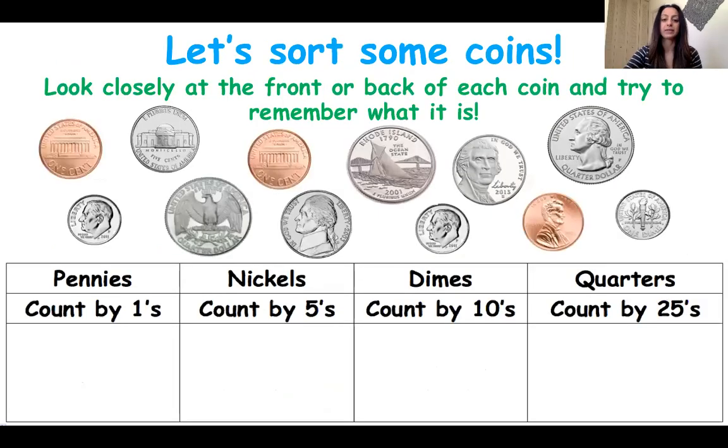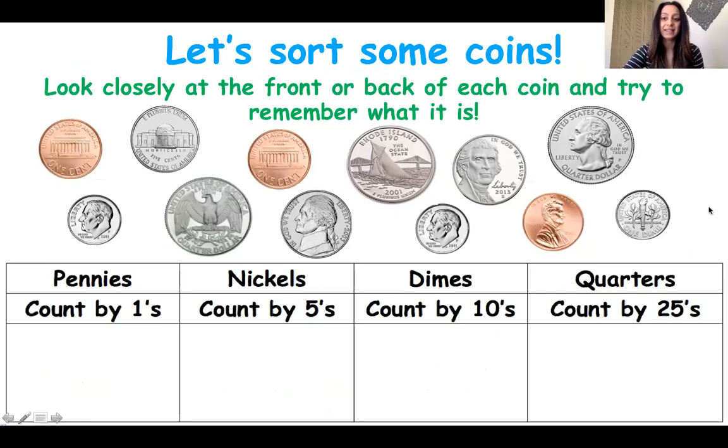Let's sort some coins. Just like we did yesterday, we're gonna sort some of these coins. I'm going to have you pause the video in a moment, pause the video and point to each coin and name what you think it is. And when you're ready, replay the video to check your answers. Pause and sort now.